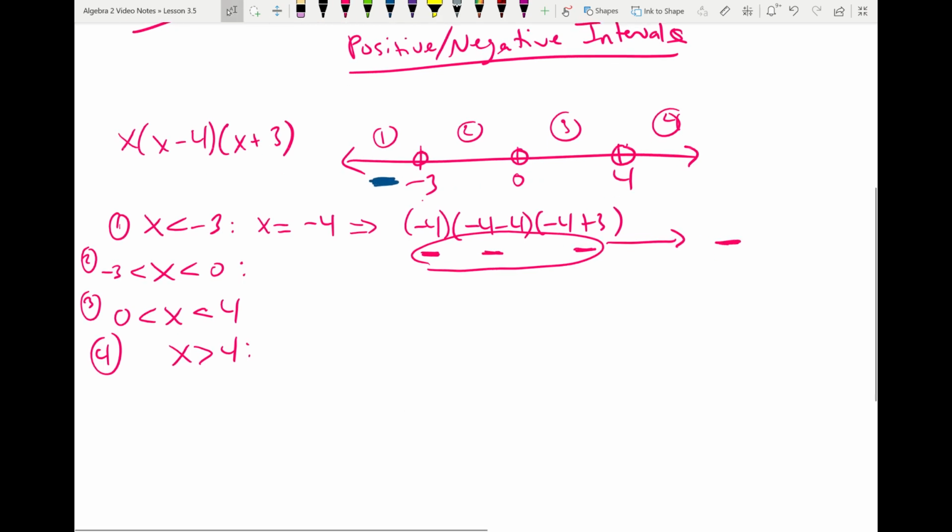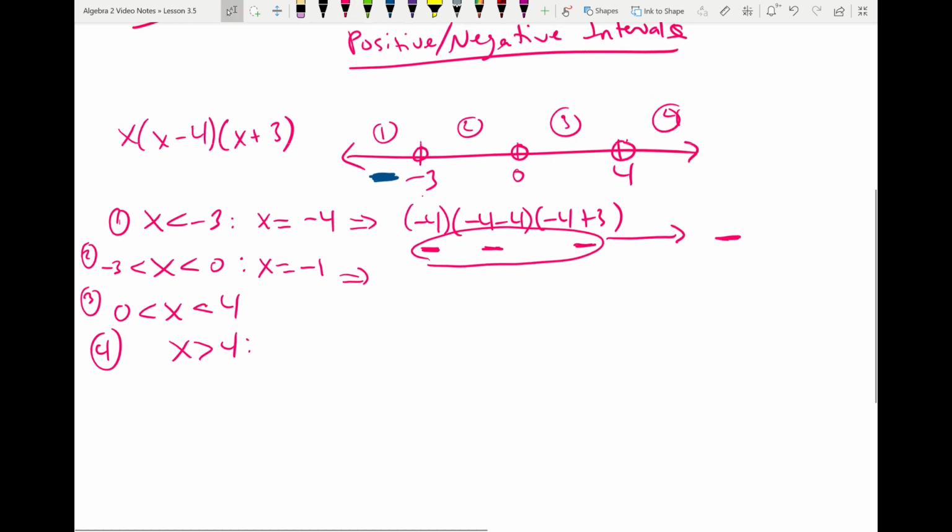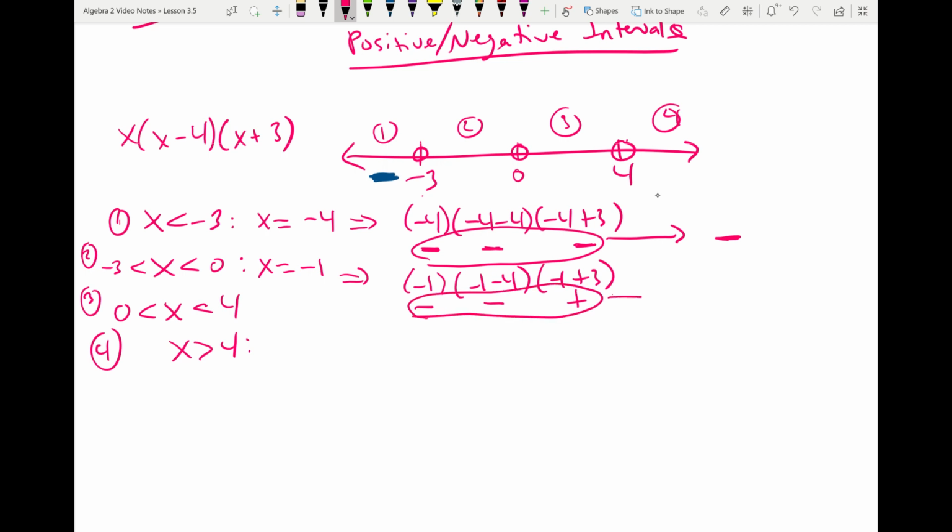Okay, now let's test for the second interval between -3 and 0. So let's plug in a number like x equals -1. Now in that case, we get -1 times -1 minus 4 times -1 plus 3. Well, we have here a negative times a negative times a positive. Well, we know a negative times a negative is a positive, and then a positive times a positive becomes a positive. So we know that this part of the number line is positive.